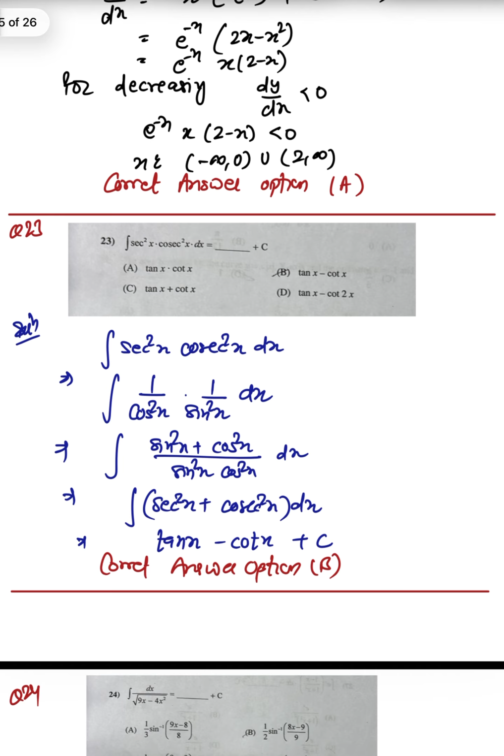Okay, 23rd is integral of 1 upon sin square x cos square x. We have to integrate this. I have written 1 upon cos square x times 1 upon sin square x, then written numerator 1 as sin square x plus cos square x. When I take this, I will get sec square x plus cosec square x. What is the integration of sec square x? It is tan x, and cosec square x gives minus cot x. Option B is correct.